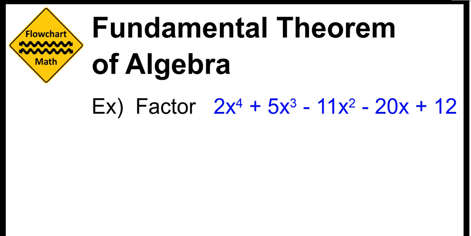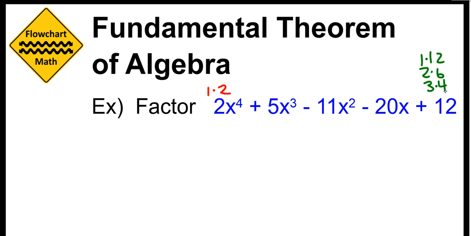Now, the beauty of this is it'll work for everything, but you might not want to use it for everything because it's kind of difficult sometimes. So anyway, here's what we're going to do. We have to look at the first two numbers and try to identify the different factors of the first coefficient. In this case, that would be 1 and 2, and the last coefficient. And in this case, it would be 1 and 12, 2 and 6, 3 and 4.